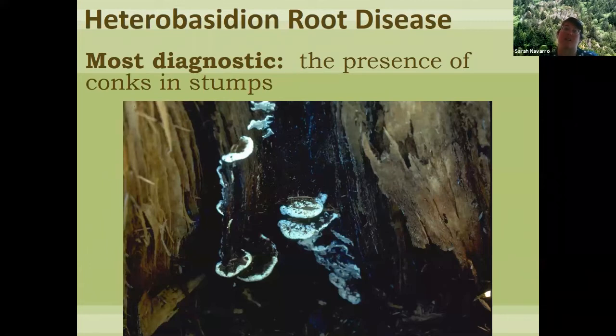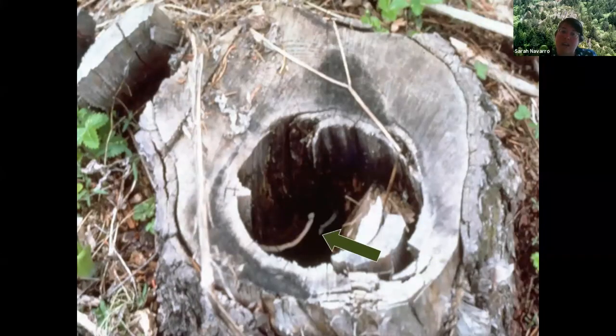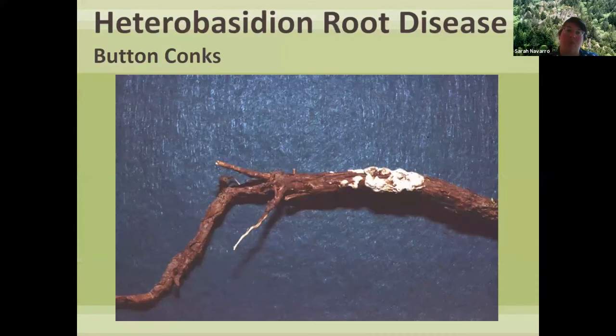So again, the most diagnostic sign is the presence of conchs in stumps. They can be in stumps, in rotted over logs. If you ever see a pathologist out in the woods with their hand all the way up into a stump, grubbing around, they're looking for these conchs. So we try to look for these to diagnose Heterobasidion root disease in a stand. Sometimes they can be sneaky. You just see the brown conch and barely a little bit of that white. So you really have to clue your eye in to find them out there. We also can see button conchs sometimes on the outsides of roots.